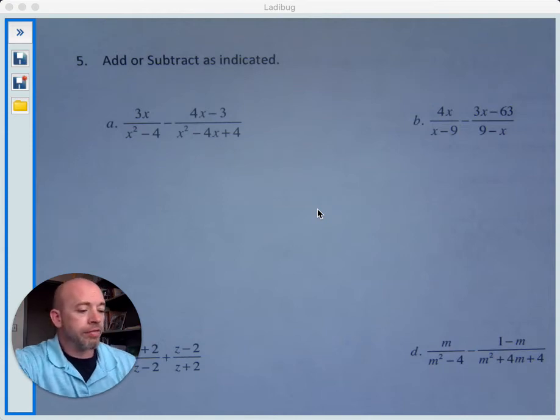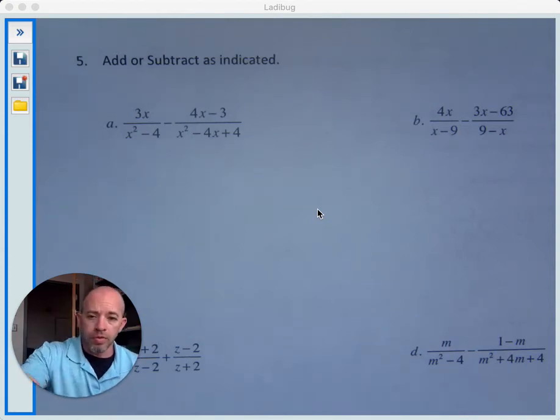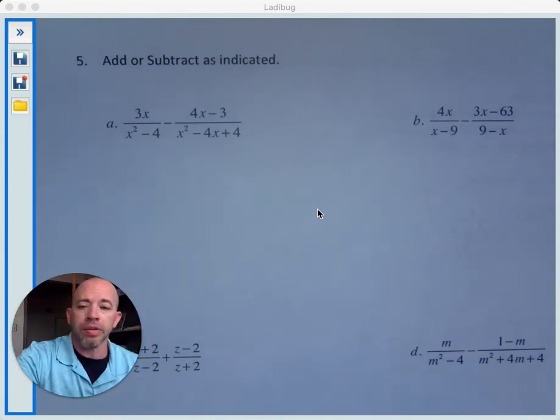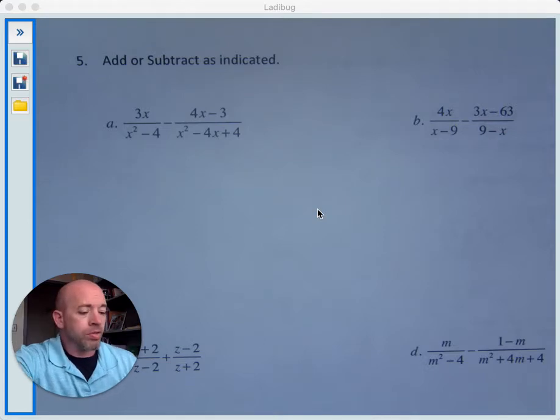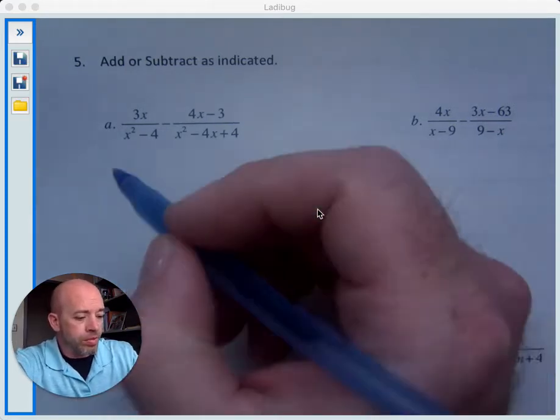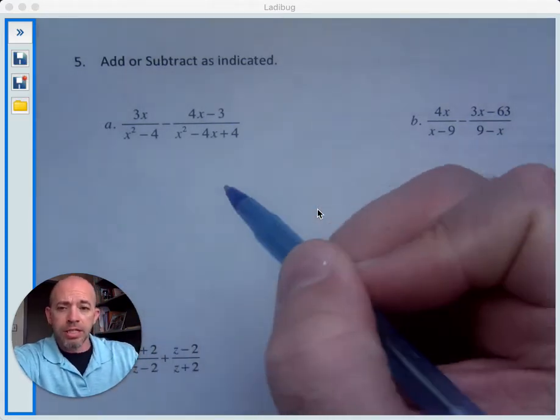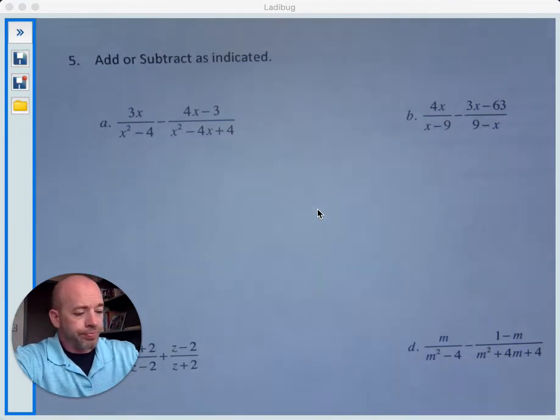All right, so we have four more examples of adding and subtracting rational expressions on this page. So we're going to do kind of the same process. We will try to factor the denominators first, and then that will help us find the LCD.